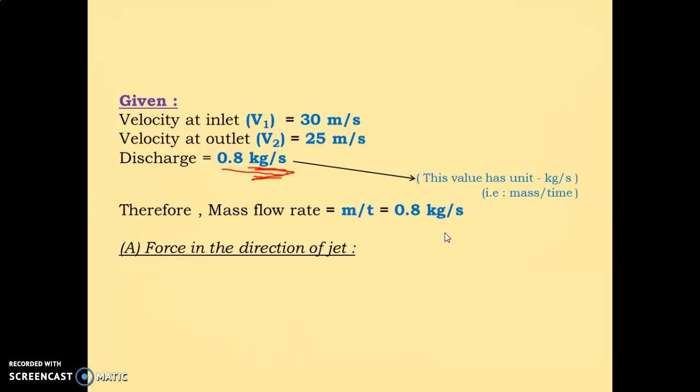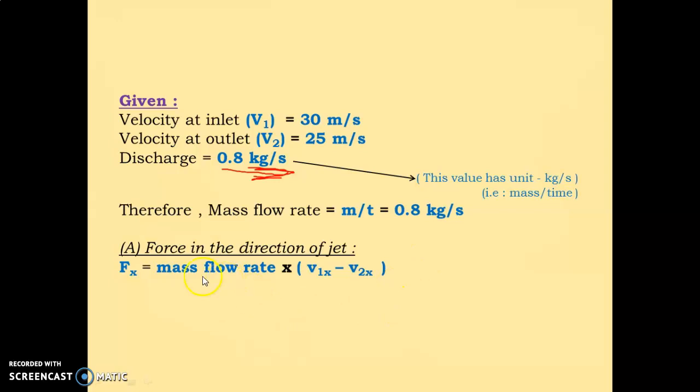Okay, first we'll find out the force in the direction of the jet, that is the x direction. Then next we'll find out the force in the direction normal to the direction of the jet, that is the force in the y direction. And after finding these two forces, we'll find out the resultant force, which we want in our problem.